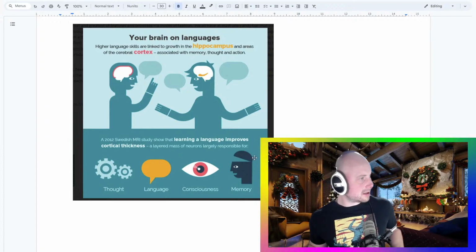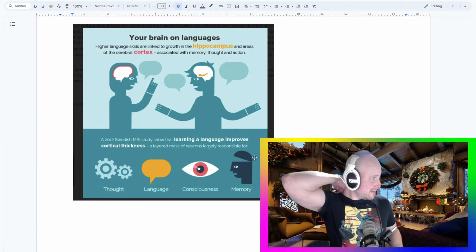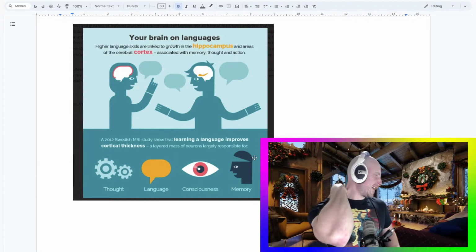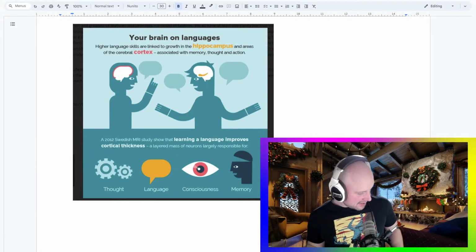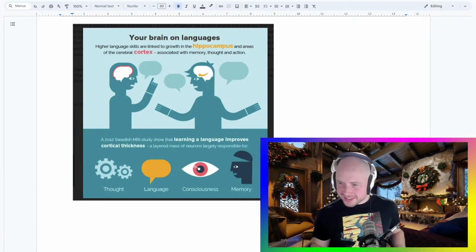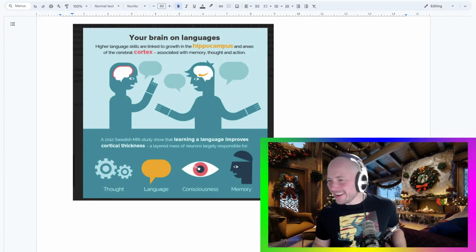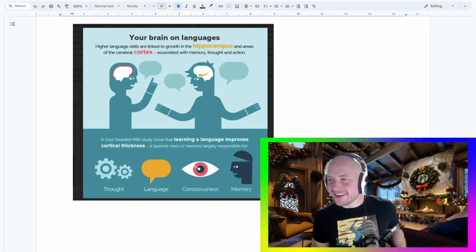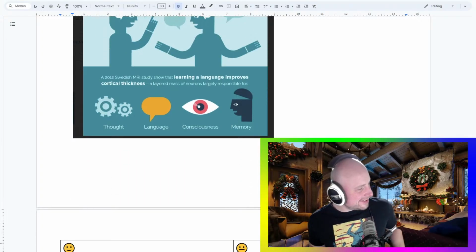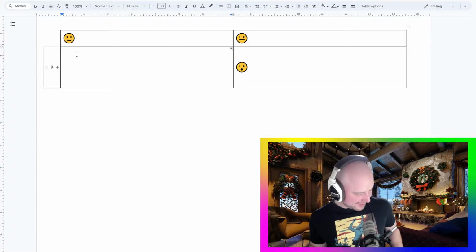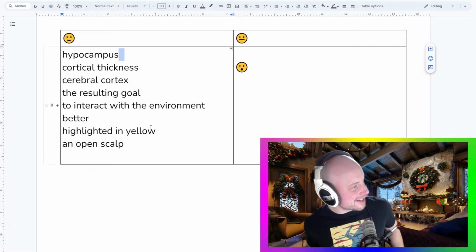Consciousness as a red eye, and the memory as an open scalp. Awesome. An open scalp. All right. Really fantastic. Well done, Vladimir. That's some amazing vocabulary there.